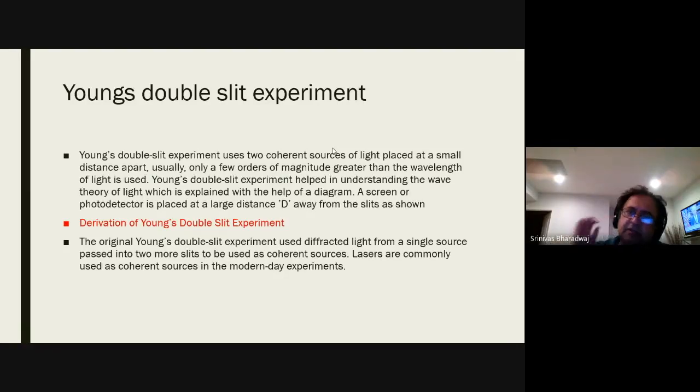Young's double slit experiment helps us understand the wave theory of light. There is a screen on the other side of the cardboard with the two slits. On that screen, what Young saw were bands, bright and black: bright band, black band, bright band, black band. And why did he see these bands, with a certain thickness?